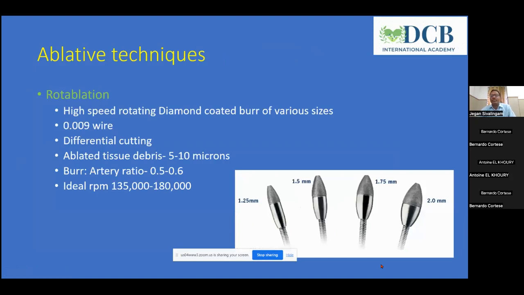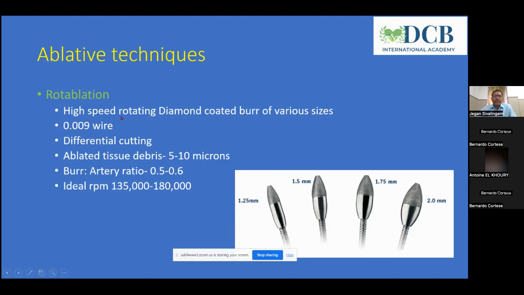So now we have finished the balloon based techniques. Now we are moving to the ablation techniques. Rotablation is the gold standard and an age and time tested method. It has been there for more than around 30-40 years.